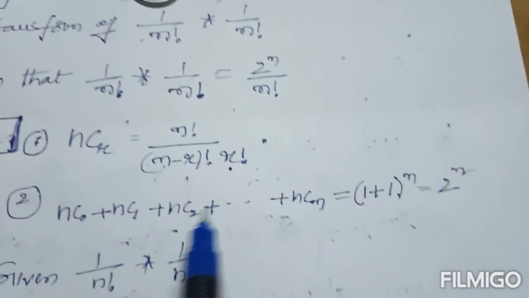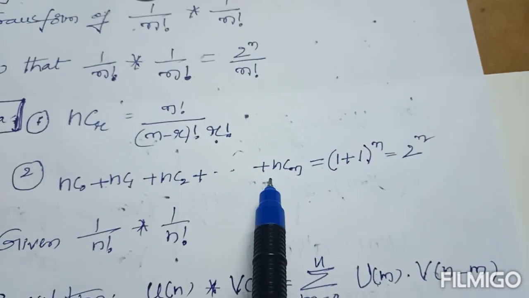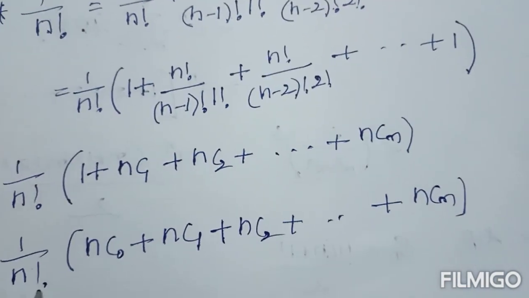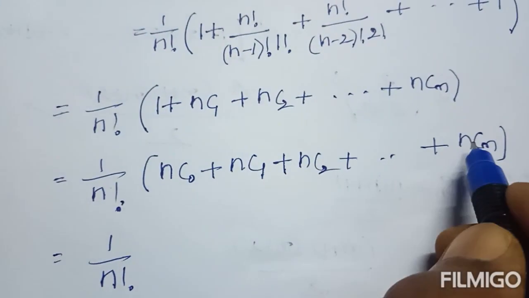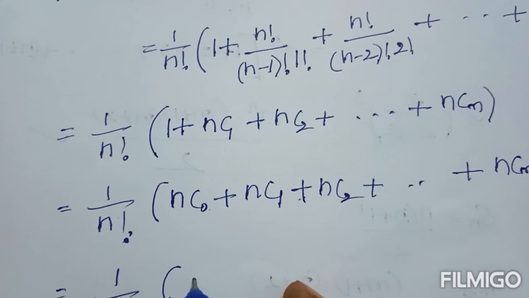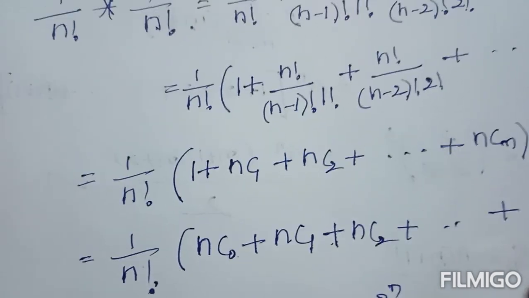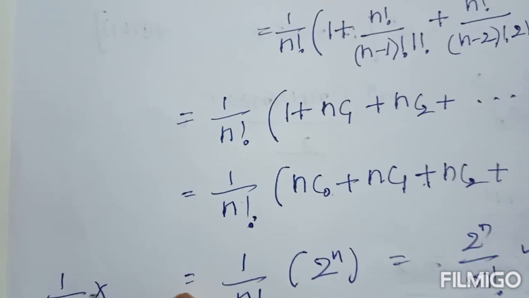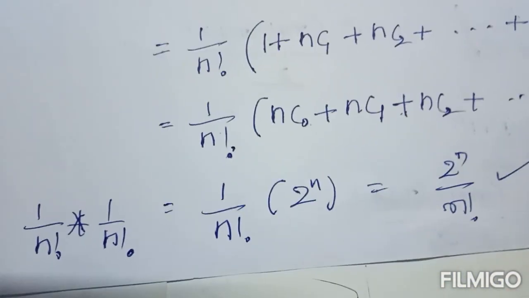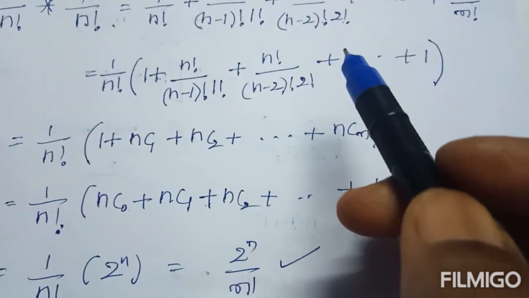Now this is similar to the second formula: the sum of the binomial coefficients equals 2 to the power of n. Our last step is exactly similar, so 1 by n factorial times the sum of the binomial coefficients equals 2 to the power of n by n factorial, which is the given result. This is the value of 1 by n factorial star 1 by n factorial. These are the most important problems on the convolution theorem for the external exam.